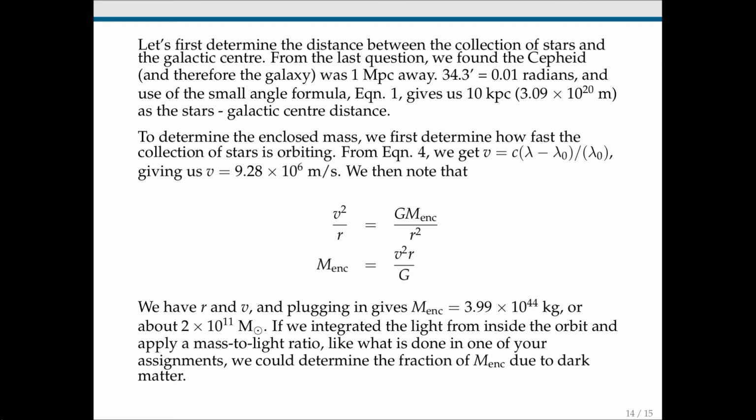We have all of the values on the right because we just calculated them, so we can plug in velocity and radius to get that the enclosed mass is about 4 times 10 to the 44 kilograms, or about 2 times 10 to the 11 solar masses. If we integrated the light from inside of the orbit and applied a mass-to-light ratio, like what's done in one of the questions on your assignments, we could determine the fraction of M enclosed due to dark matter.